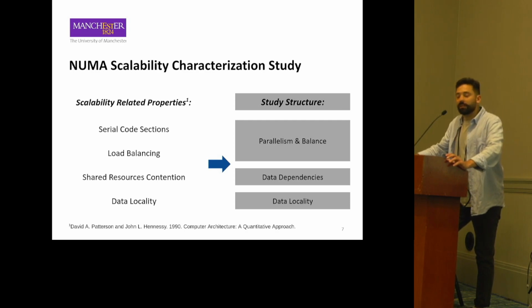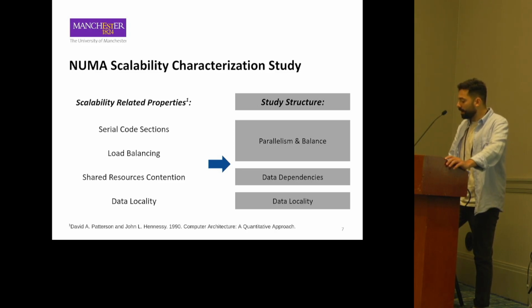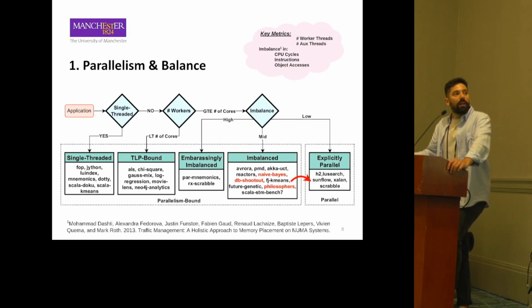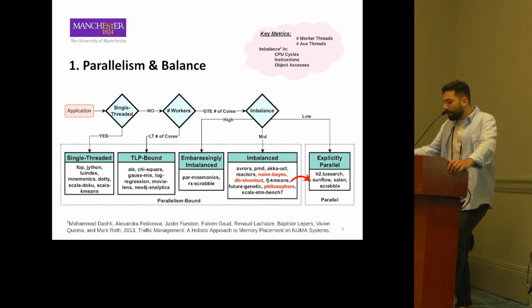The first one is to assess and evaluate the parallelism and balance. The second one involves the data dependencies. And the third one, the data locality. So, if we take each step at a time, first of all, we evaluate the parallelism and balance of those applications using several key metrics.